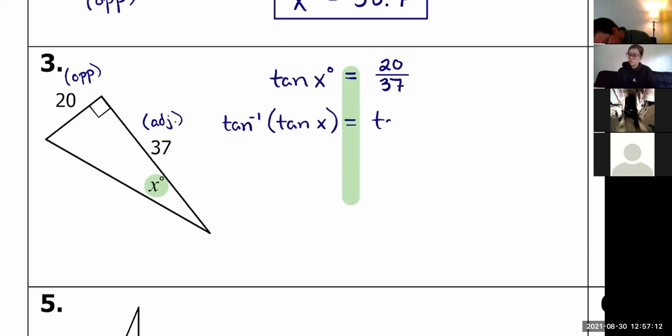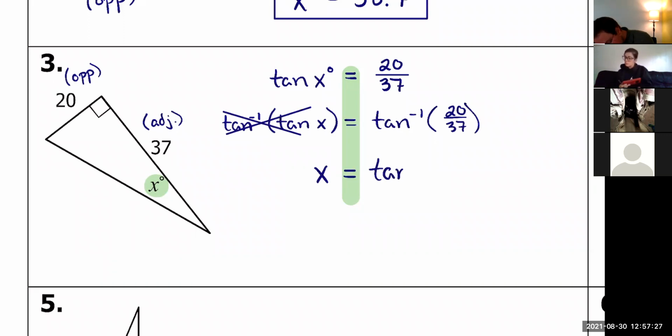Which means I'm taking the inverse tangent of the opposite side as well. On the left, tangent and inverse tangent eliminate, leaving me with x equals the inverse tangent of 20 over 37, which my calculator says I can handle that. 28.3. Double check for me. 28.4. I think it rounds up to 28.4.